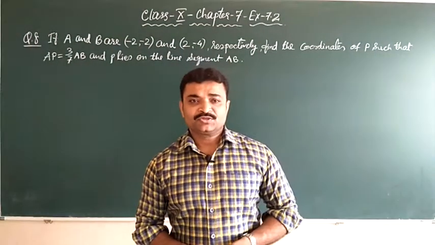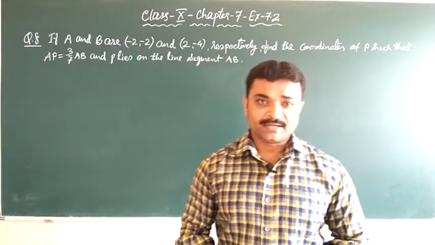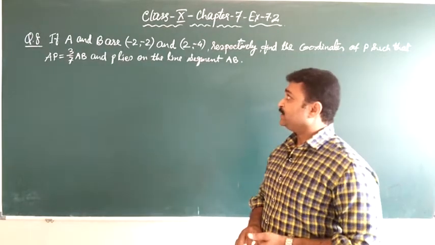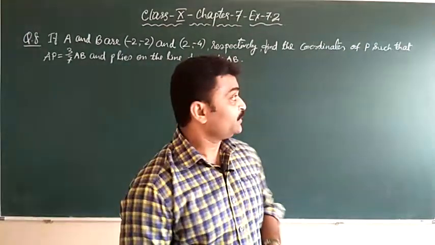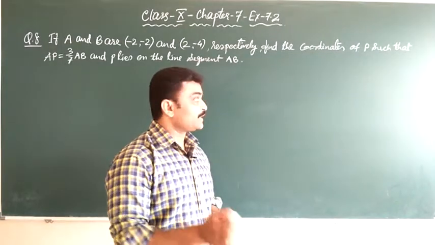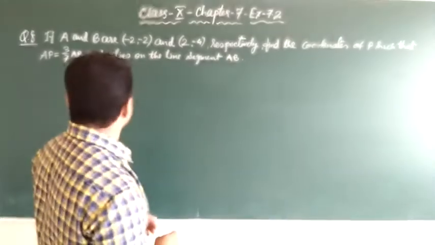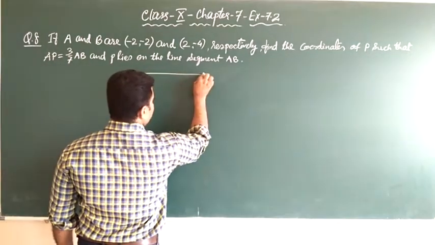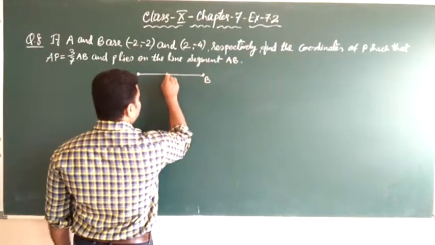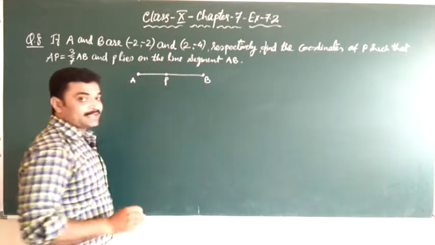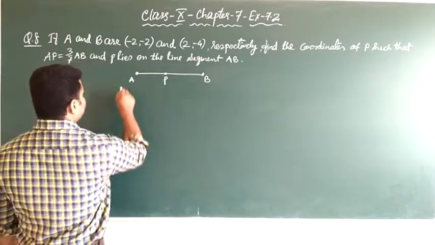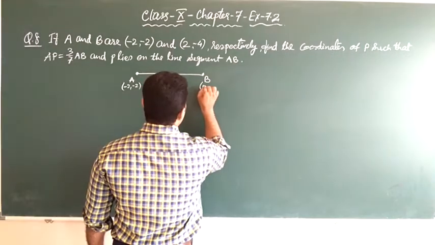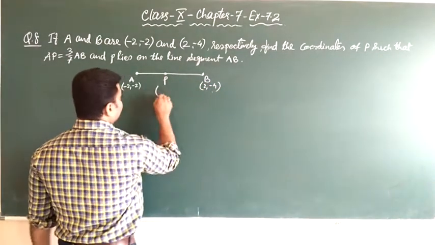Hello students. In this video we are going to solve question number 8 of exercise number 7.2. In this question we are given that A and B are 2 points and between them P is another point which lies on AB. Suppose these are the 2 points A and B, and one point P lies on the joining of AB. The coordinates of A are (-2, -2) and the coordinates of B are (2, -4). We have to find the coordinates of P.